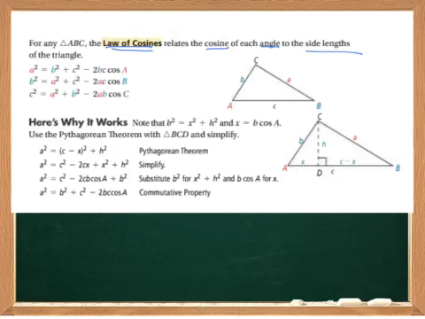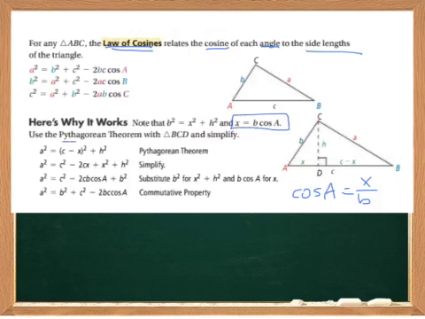Because if we're looking for angle A, cosine of A is going to equal the adjacent over the hypotenuse. The adjacent is x, the hypotenuse is b. We multiply both sides by b, and that's where we get this from.